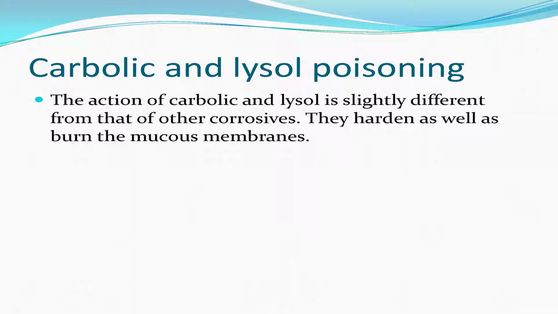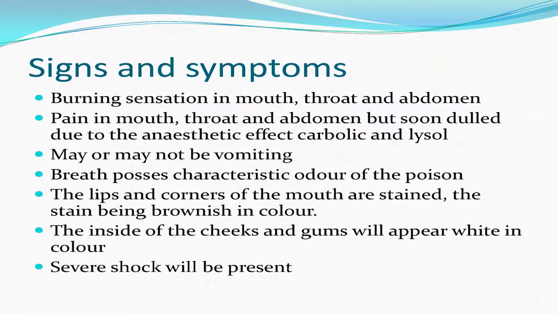Now, carbolic and Lysol poisoning. The action of carbolic and Lysol is slightly different from that of other corrosives. They harden as well as burn the mucous membrane. Signs and symptoms of carbolic and Lysol poisoning are a burning sensation and pain in the mouth, throat, and abdomen. There may or may not be vomiting. The breath possesses the characteristic odor of the poison, and the corners of the lips are also stained. The inside of the cheeks and gums will appear white in color. Severe shock will be present.